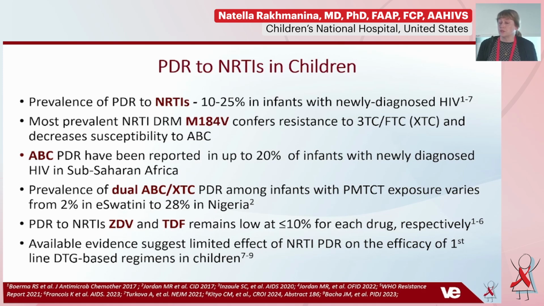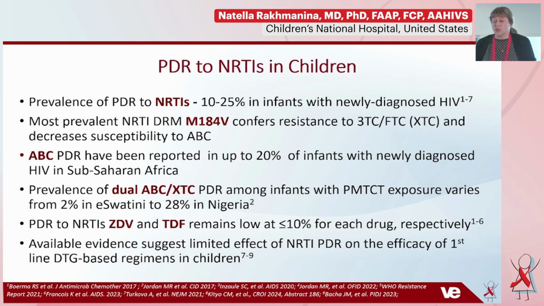How about NRTIs? The prevalence of PDR to NRTIs is between 10 to 25%, led by the M184V mutation, which confers resistance to 3TC and FTC, which we will be calling XTC, and decreases susceptibility to abacavir. Abacavir PDR has been reported in up to 20% of infants with newly diagnosed HIV in sub-Saharan Africa, though you might read some of these reports with caution because it depends on your interpretation of abacavir resistance, which has layered resistance from a lower level to a higher level. Prevalence of dual abacavir and XTC PDR among children varies quite widely, from 2% to 28% in Nigeria, and prevalence of PDR to zidovudine and tenofovir remains low at or below 10%.